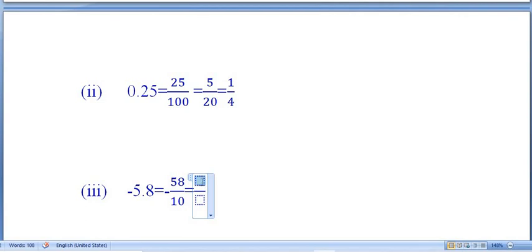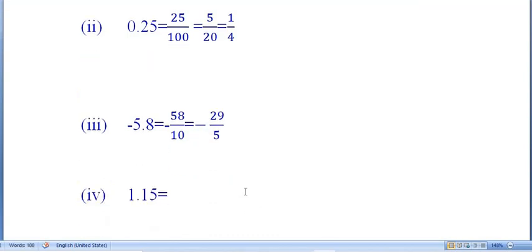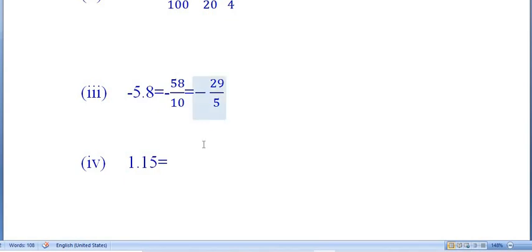So here I can write 2, balance 1. 18 is there. In 18, how many 2s are there? 2 9s are 18. Here 5, already we have. So here we have to put the minus, that we shouldn't forget. So minus 29 by 5 is the rational number.